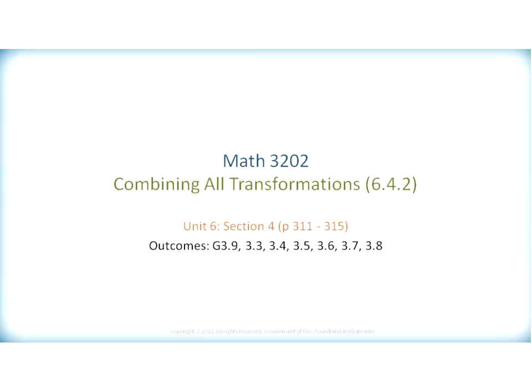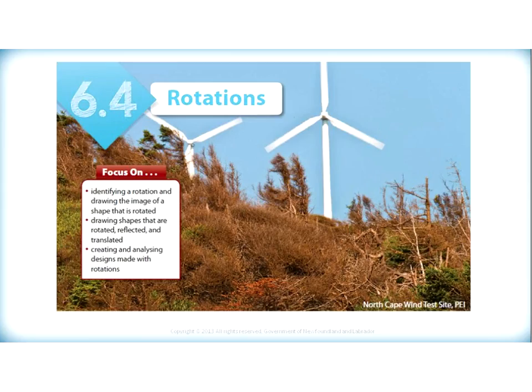We're going to look at a couple of questions when we combine all of our transformations. Now, we could include rotations, reflections, or translations here, or possibly dilations, but less likely that's going to be an issue here. So we're going to look at drawing shapes that are rotated, reflected, and translated.